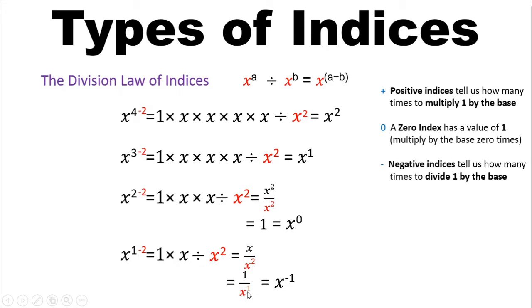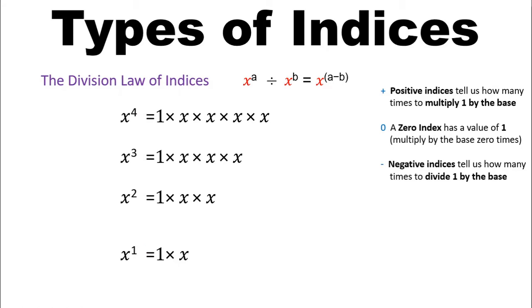I'm sure we're going to need another example to explain that, but so far what you should have seen is that negative indices tell us how many times to divide 1 by the base. Rather than multiplying by x, I'm dividing by x. It was to the power of -1, so I'm dividing by x once. Let's try another example, following this pattern again.